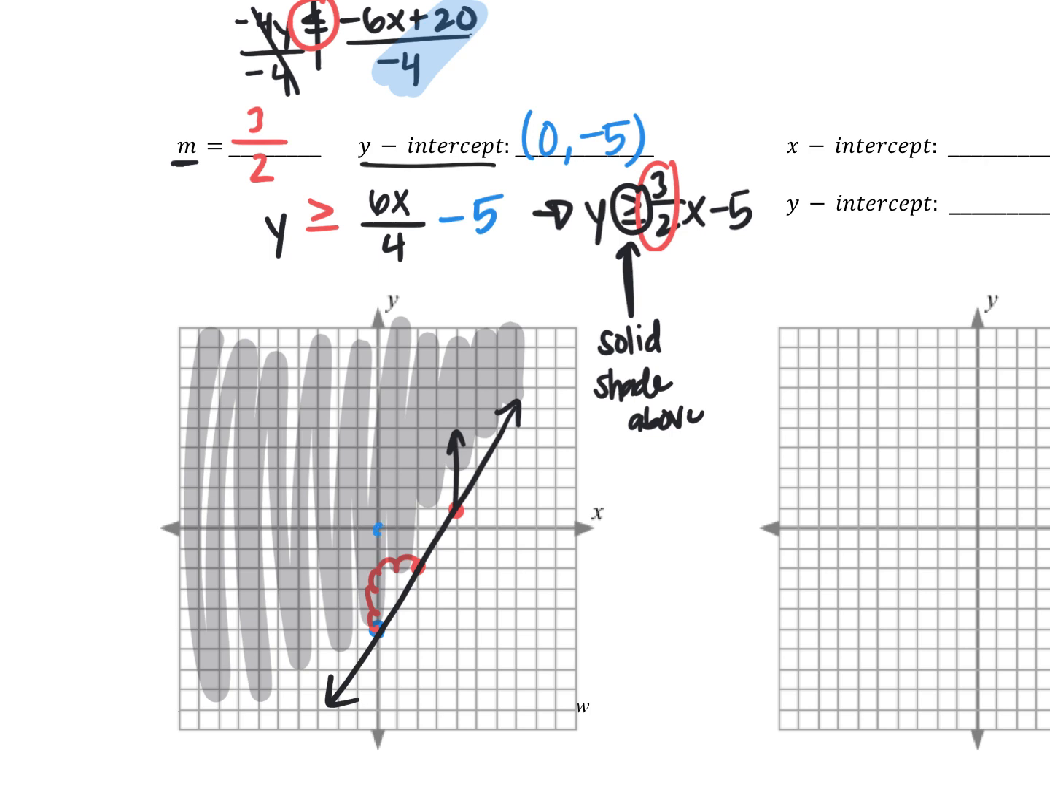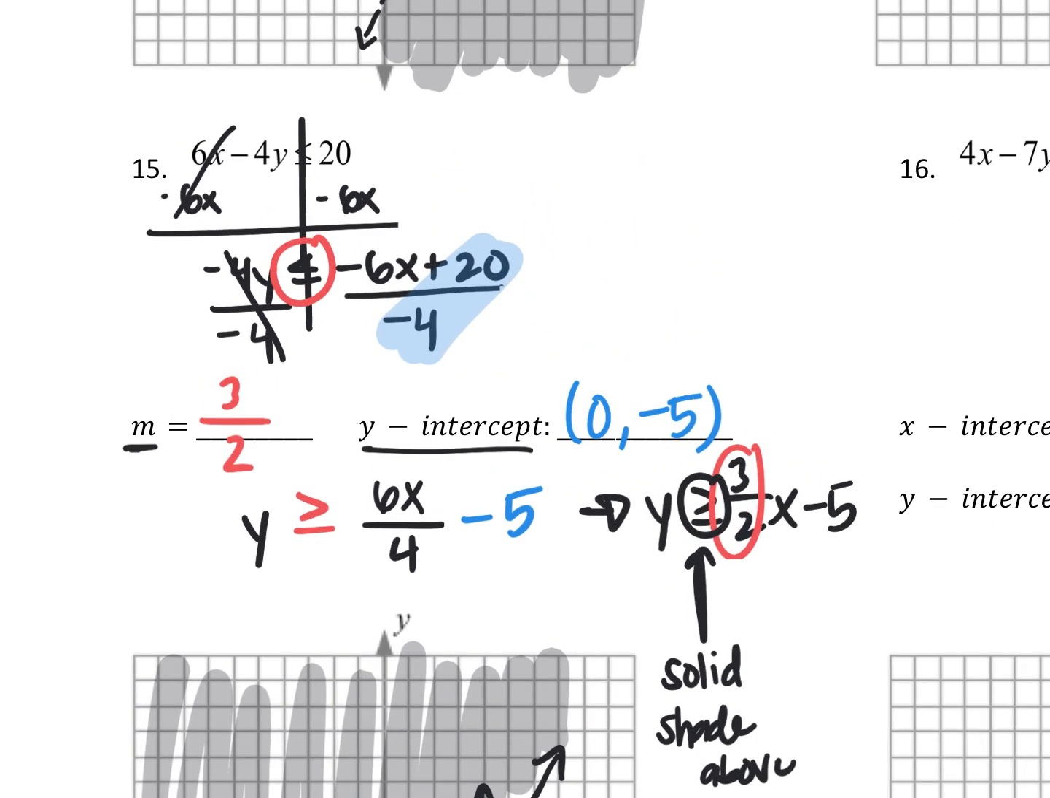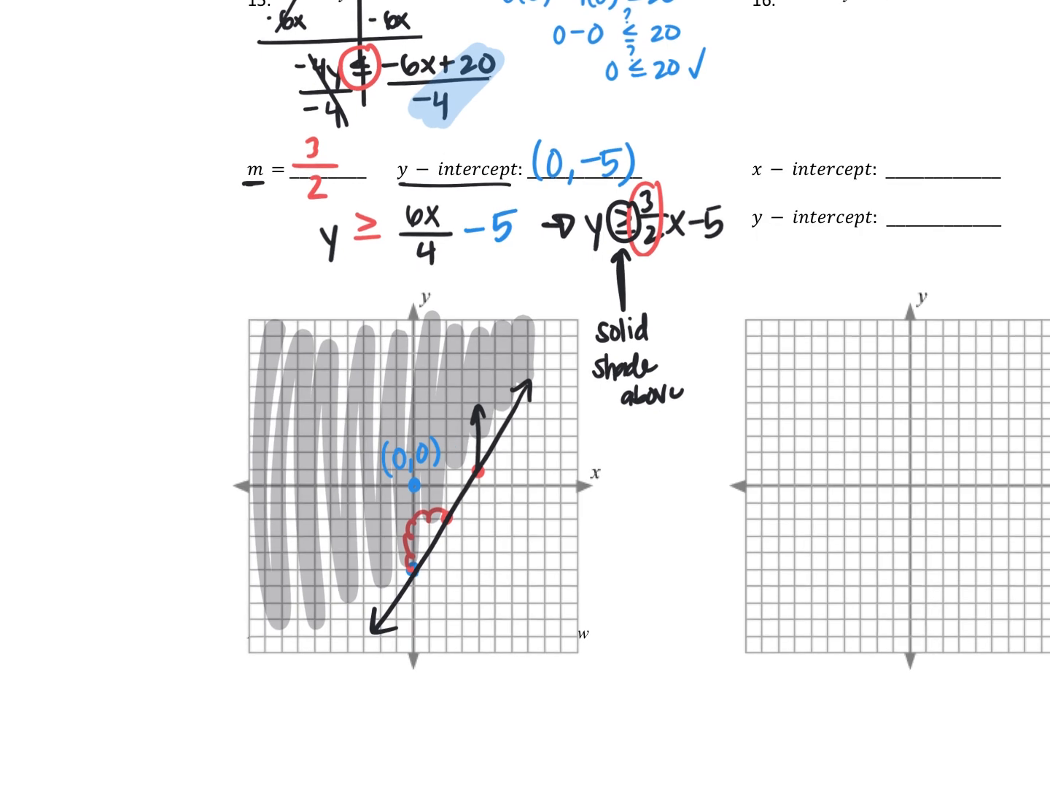Okay, to check one of the shaded points, our favorite, 0, 0, is the easiest one to choose. So I'm going to go up to the original inequality here, and I'm going to plug in 0, 0. So 6 times 0 minus 4 times 0, is that less than or equal to 20? Well, this is 0 minus 0. So is 0 less than or equal to 20? Yes, it is. So we know that we have shaded on the correct side of that line.